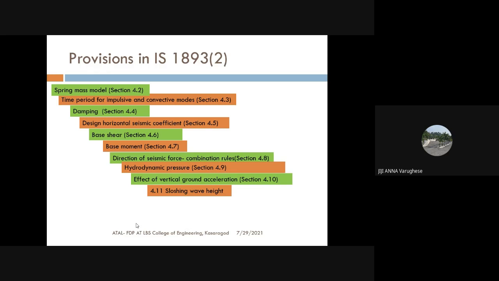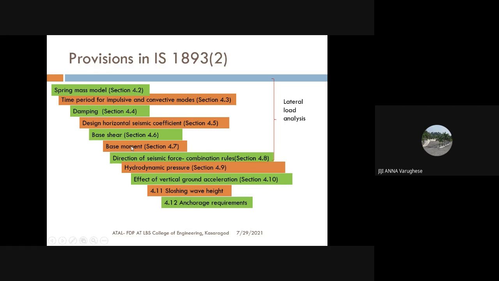Then there is one more thing. If the sloshing wave height is less than the freeboard, the distribution for the impulsive mode and convective modes may change. The MI values and MC values may slightly change. We have to account for that also. So in order to avoid all such circumstances, we should provide a freeboard which is more than the sloshing wave height. Then anchorage requirement provisions are given in 4.12 of the code so that we can ensure stability against overturning.